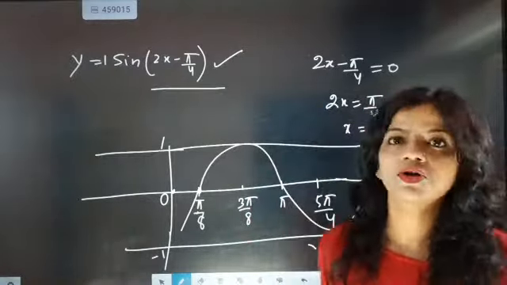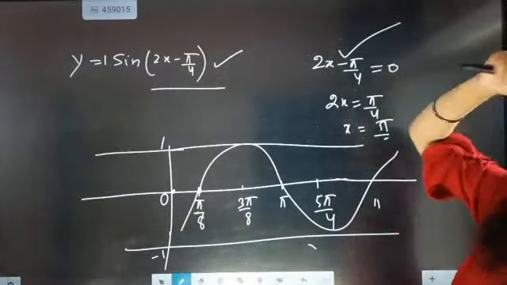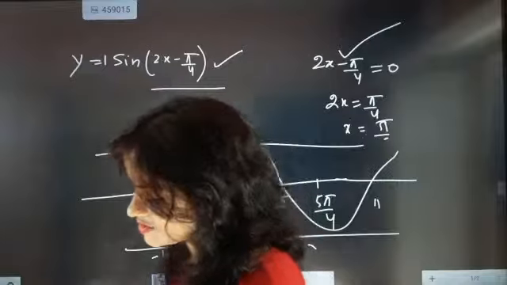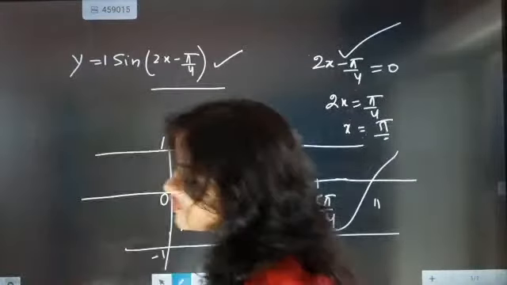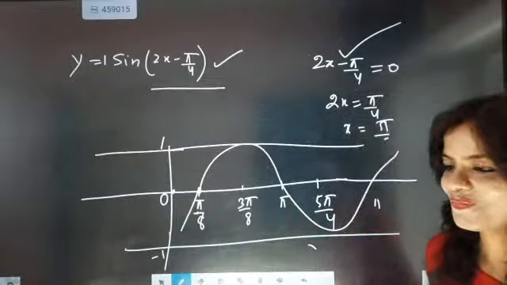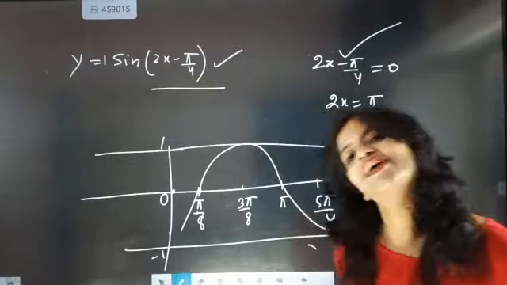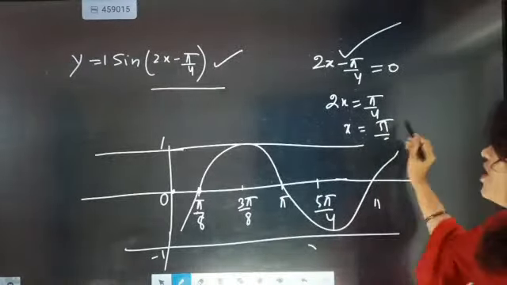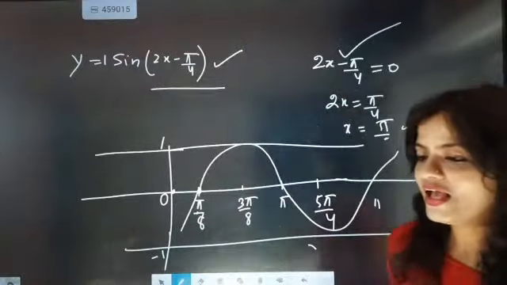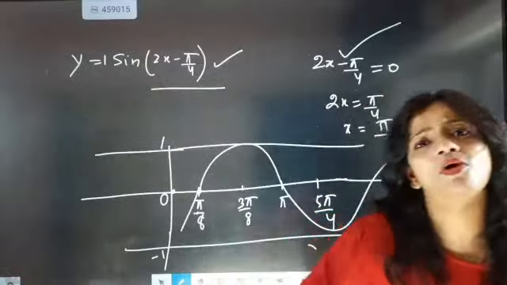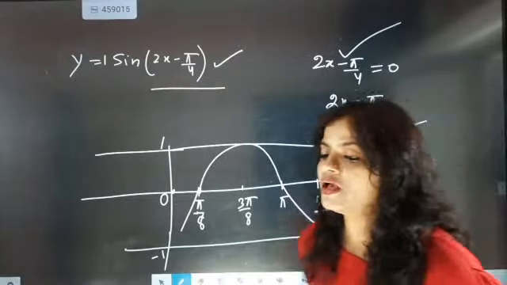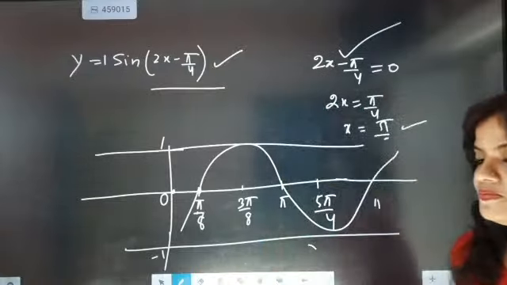The 2x work is done. The 2x work is finished here itself, beta. Trust me, the 2x work finished there only. Once you made it equal to 0 and got x equal to pi by 8, the 2x work was over there. Then only pi by 4 you have to keep on adding. In the entire interval, you have to keep on adding pi by 4.